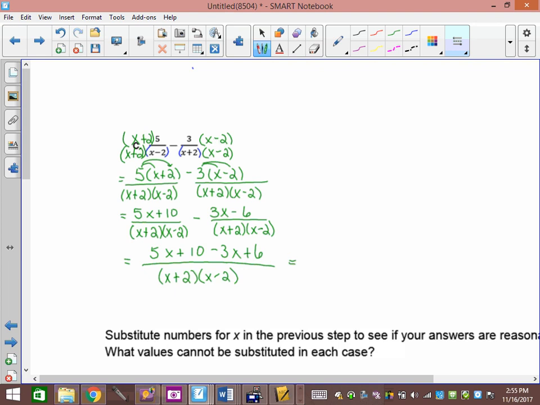Then you collect like terms on the top. 5x minus 3x is 2x. 10 plus 6 is 16.